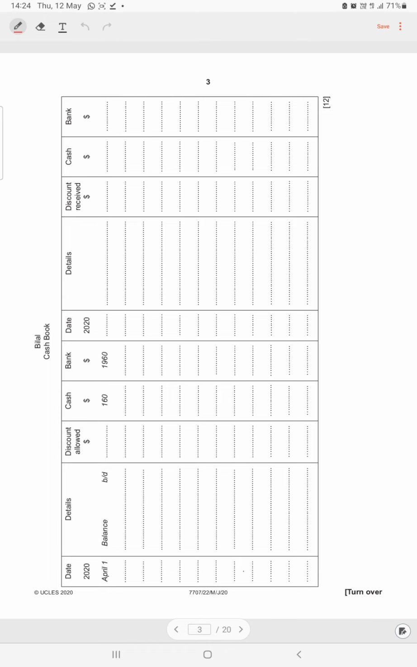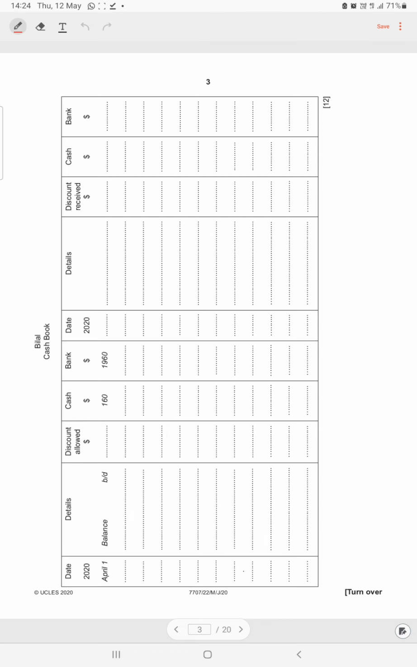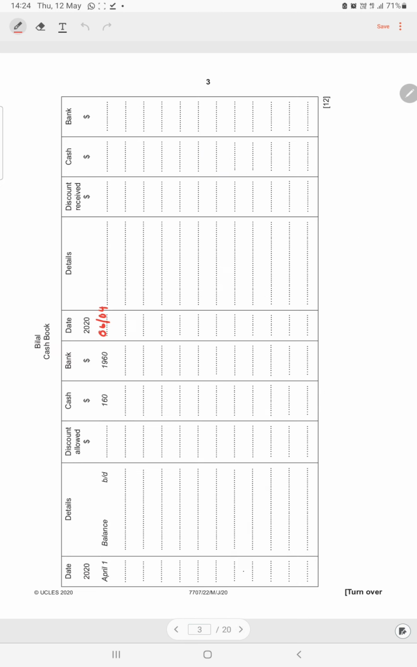Okay, now this is important. Oh, they're giving us the opening balance. Over here the transaction is already filled. Okay, so it's simple. On the 6th of April we bought stationery paying by check worth $145. Since you paid by check, it will be on the credit side. We paid, cash balance decreases. Remember, this is an asset account.